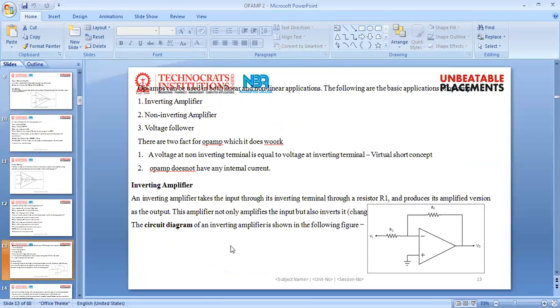Now we discuss the inverting amplifier. Look at the circuit diagram of the inverting amplifier. Here, the inverting amplifier takes the input through its inverting terminal through a resistor R1 and produces the amplified version as the output. Look at the diagram.